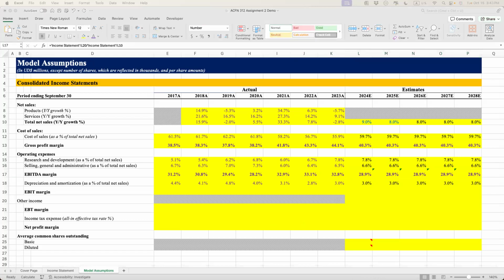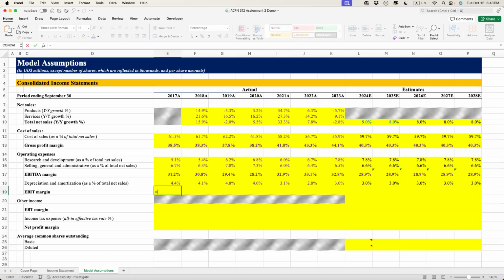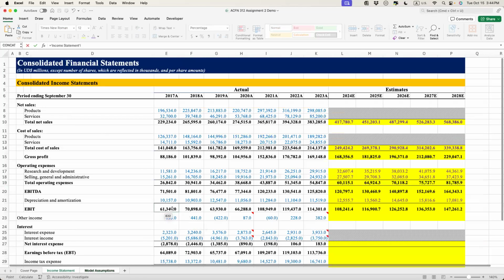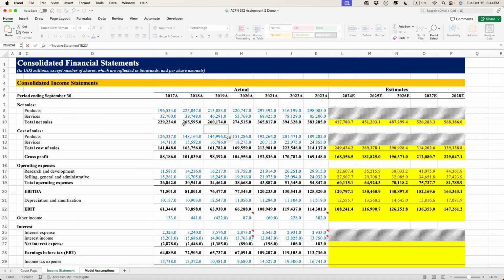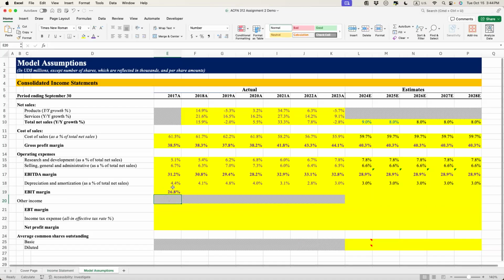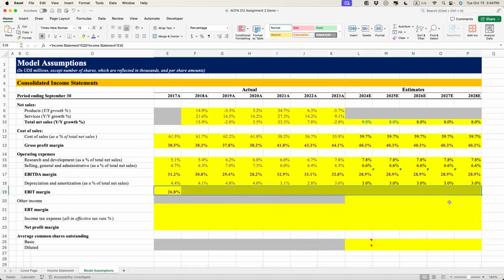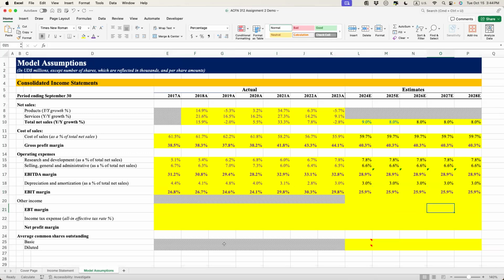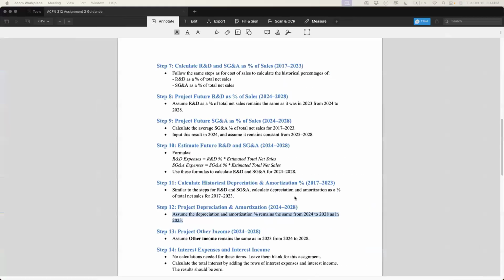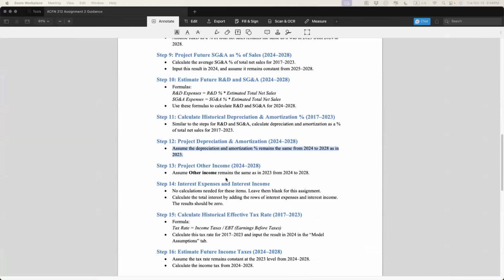So let's continue. Now we calculate the EBIT margin. That's just equal to your EBIT divided by net sales. And again, we can just go ahead and fill right. Okay, then we continue with our guidance file.